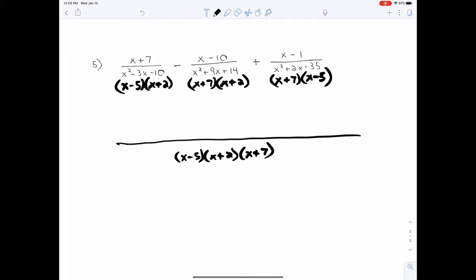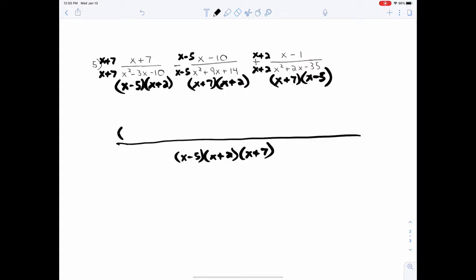Okay, so again, let's just ask, what do I not see in the first fraction's denominator that I see in the common denominator? Well, an x plus 7. So I'm going to multiply top and bottom by x plus 7. How about in the second fraction? What do I not see in the denominator there that's in the common denominator? An x minus 5. So I'm going to multiply top and bottom by x minus 5. And in the third fraction, what do I not see in the denominator that I see in the common denominator? And that's an x plus 2. So I'm going to multiply top and bottom by x plus 2.